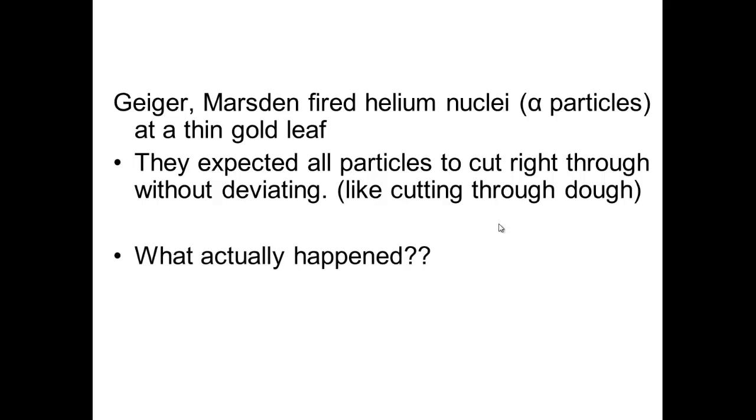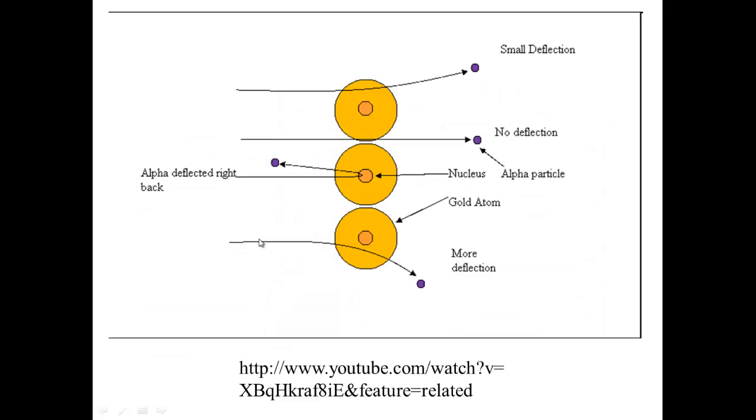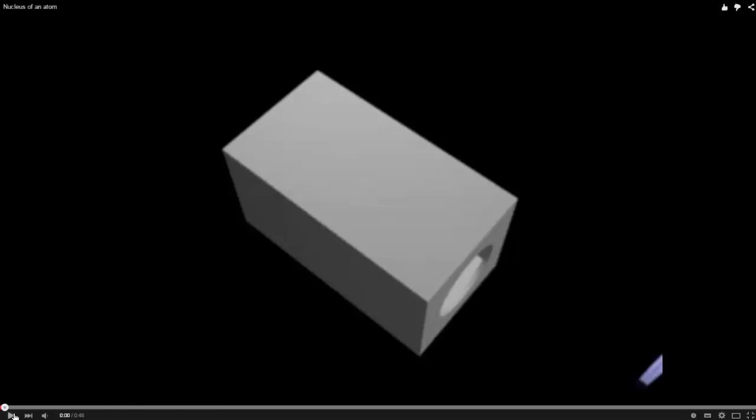But what did actually happen? Well, most of the other particles did fly through, but some bounced back. Now this wasn't expected. And the reason they bounced back is they almost collided with the nucleus, which was also a very compact positive charge. So they've basically found out that instead of all the atom being a diffuse positive charge, the positive charge was compacted right in the center, and most of the atom was space. This is an illustration of this.